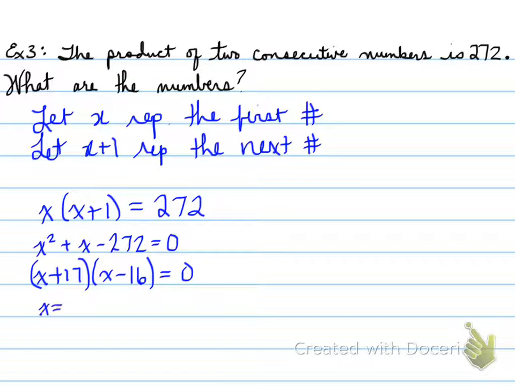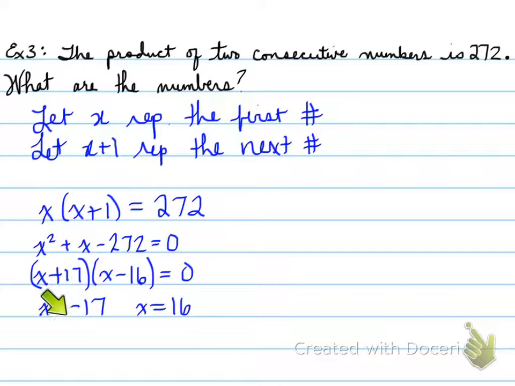We find that 17 times negative 16 gives us negative 272, and when we add them, it gives us positive 1. That means our actual values are negative 17 and positive 16. Those are the values of x after we solve for x. What does that mean? It doesn't mean these are the consecutive numbers. In fact, these numbers aren't even consecutive. One's negative 17, the other one's 16.